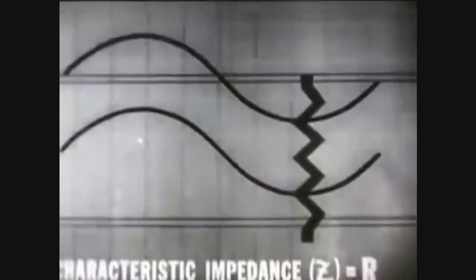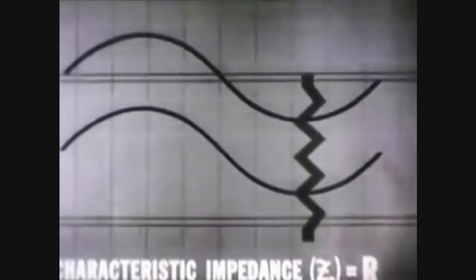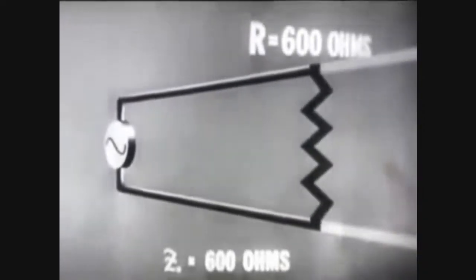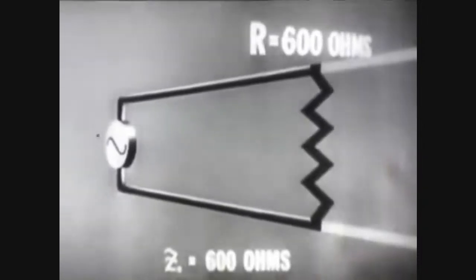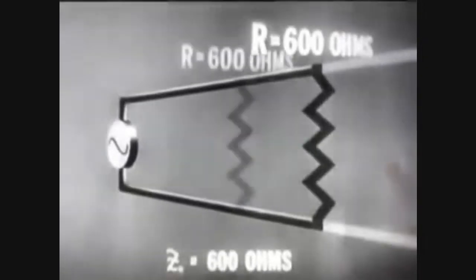This resistance is called the characteristic impedance of the transmission line. To the generator, characteristic impedance appears the same as any resistor of equal value placed between the generator terminals. If the characteristic impedance of our infinite line is 600 ohms, we could terminate the line with a 600 ohm resistor. We have changed our infinite line into a practical line, yet the resistance and current remain the same.